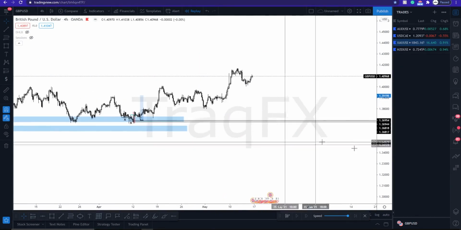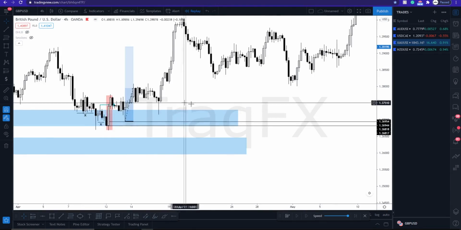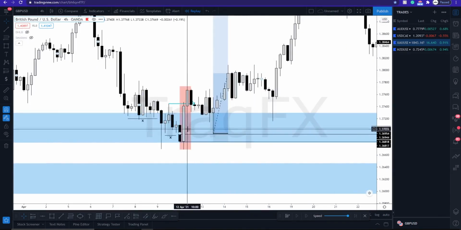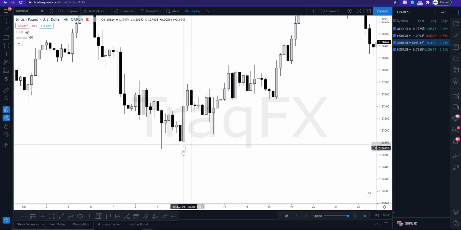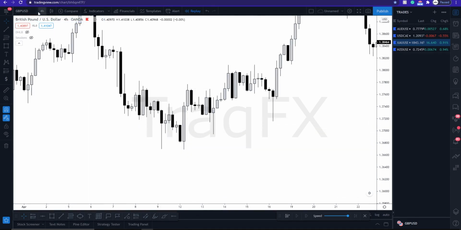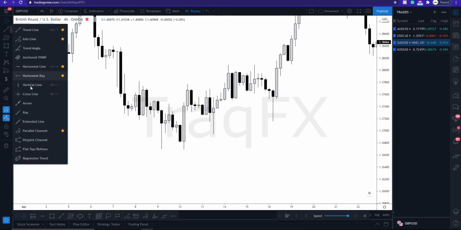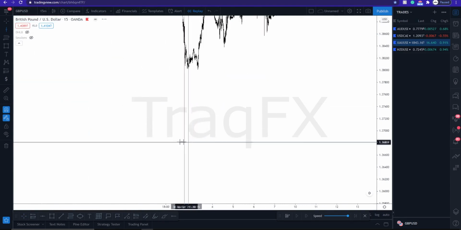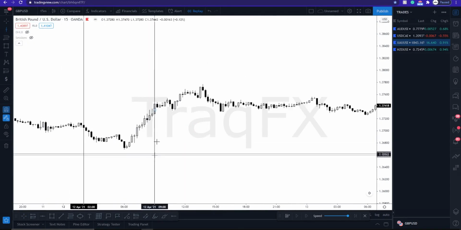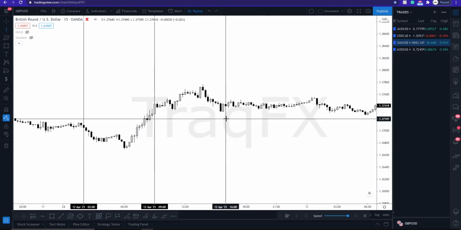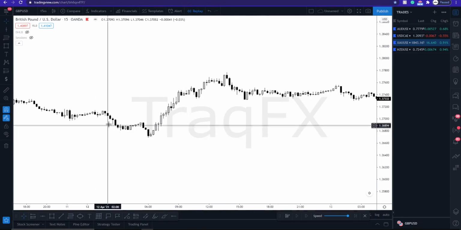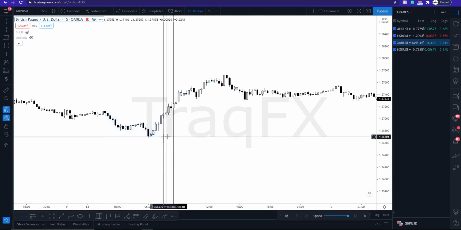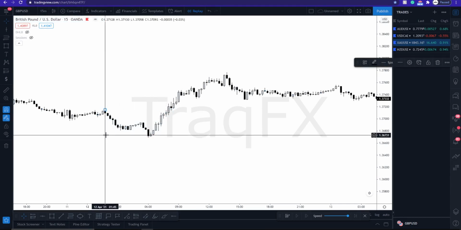Now, one more thing I want to talk about: imbalances inside of your order blocks. So let me delete everything right over here. Let me mark this up right here. Let's see if we can find anything important. On the 15-minute time frame, look at this. Here to here is one whole 4-hour order block. So I'm going to mark this up from here to here.